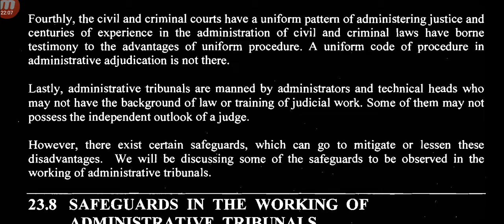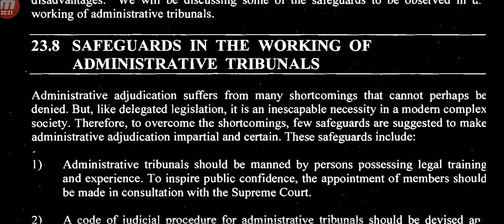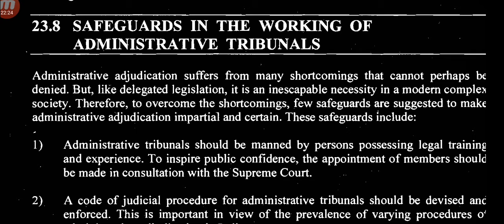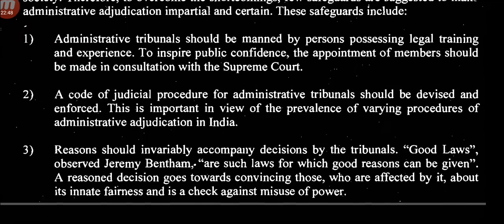However, there exist certain safeguards which can go to mitigate or lessen these disadvantages. We will be discussing some of the safeguards to be observed in the working of administrative tribunals. Safeguards in the working of administrative tribunals. Administrative adjudication suffers from many shortcomings that cannot perhaps be denied. But like delegated legislation, it is an inescapable necessity in a modern complex society. Therefore, to overcome the shortcomings, a few safeguards are suggested to make administrative adjudication impartial and certain.